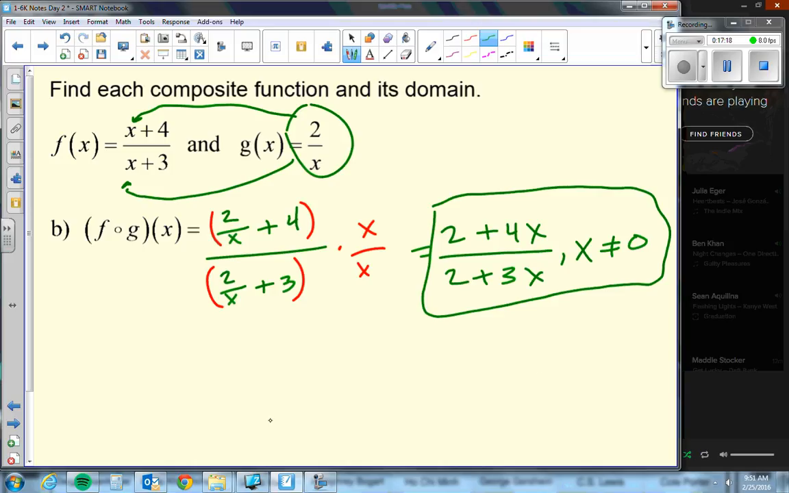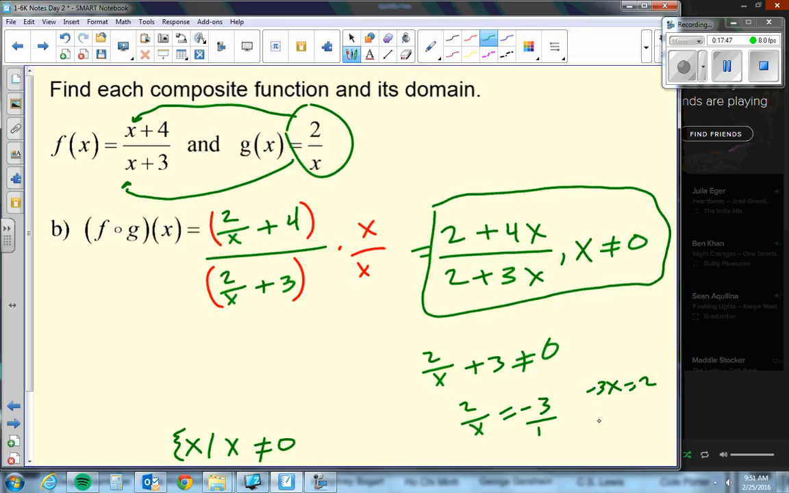All right, now let's find the domain. This time, let's try to do it without showing, well, maybe not without showing any work, but we already noted that x can't be 0. But it's also true that this whole denominator can't be 0, right? So you might just say, well, I need 2 over x plus 3 to not be 0 because it's a denominator. Move the 3 over, you get -3. And then cross multiply. There's other ways to do it, but you get -3x equals 2. You get x equals -2/3.